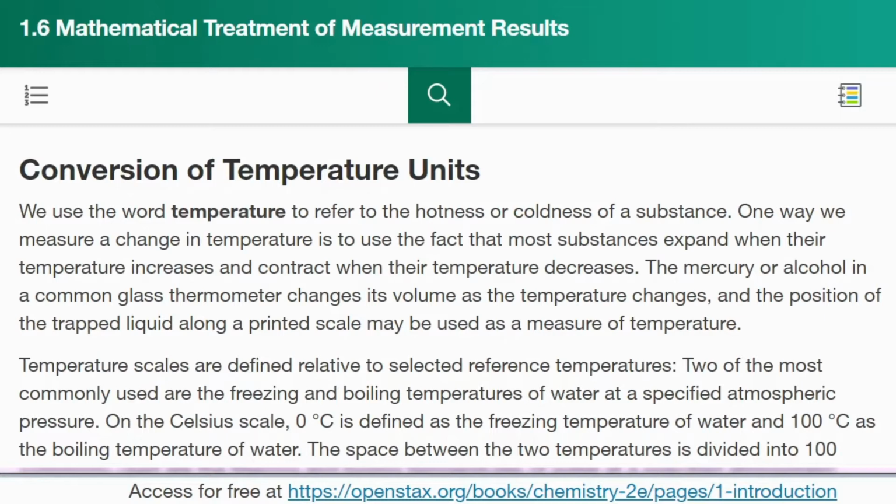Conversion of temperature units. We use the word temperature to refer to the hotness or coldness of a substance. One way we measure a change in temperature is to use the fact that most substances expand when their temperature increases and contract when their temperature decreases. The mercury or alcohol in a common glass thermometer changes its volume as the temperature changes, and the position of the trapped liquid along a printed scale may be used as a measure of temperature.